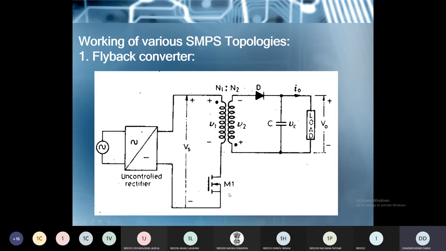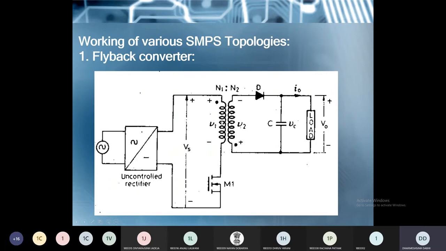So this single MOSFET switch operates just like an inverter and converts your DC to high frequency AC. Here the DC of the uncontrolled rectifier is chopped by this power MOSFET at a very high frequency, in the range of 100 kHz to 1000 kHz, which converts this DC into high frequency AC. This transformer is not a normal transformer, it is a ferrite core transformer, because here the input DC is converted into high frequency AC by using this high frequency operated switch.